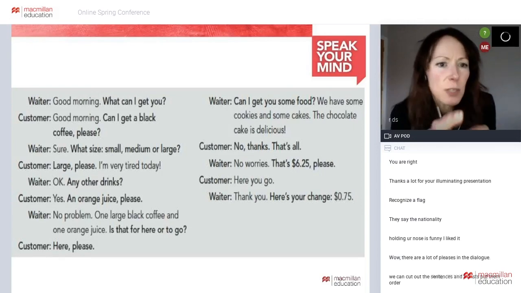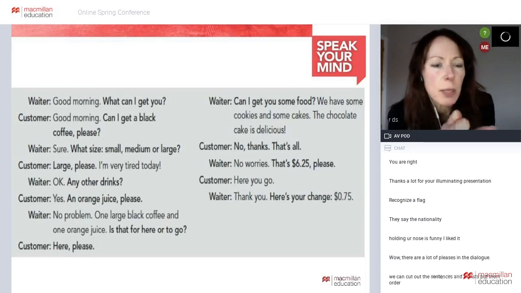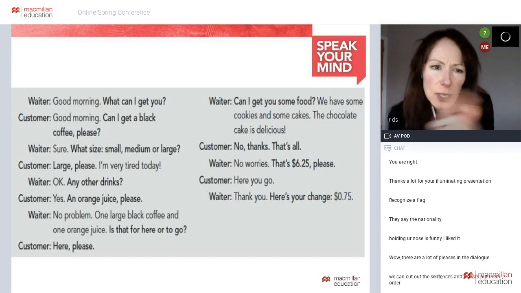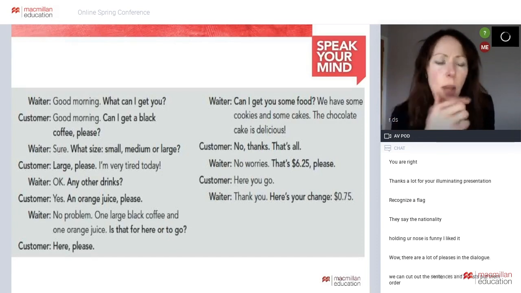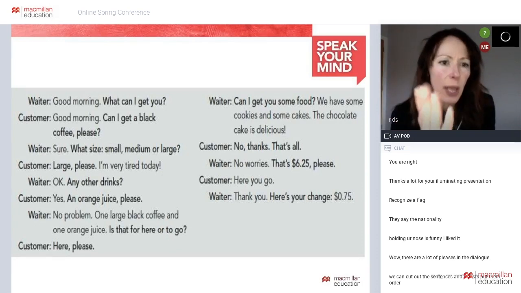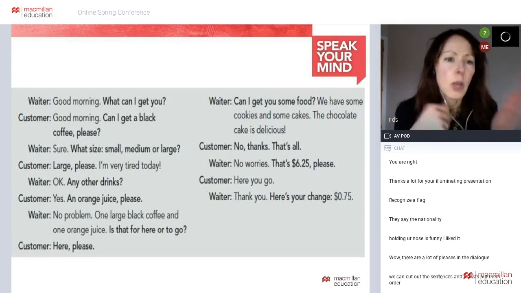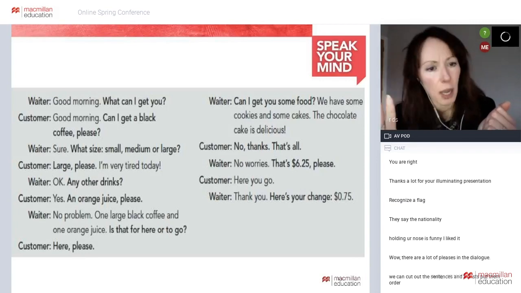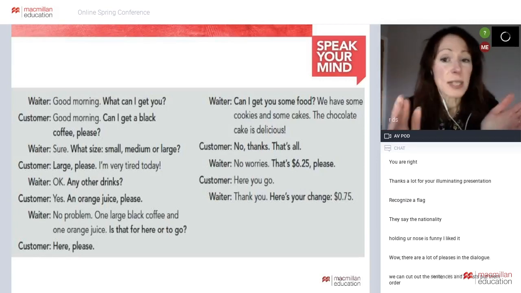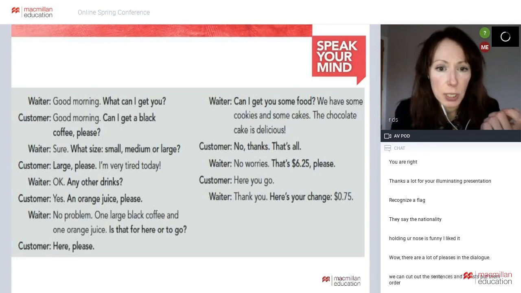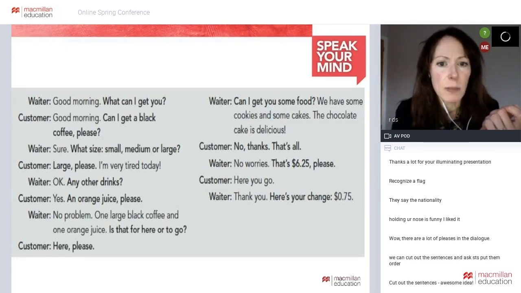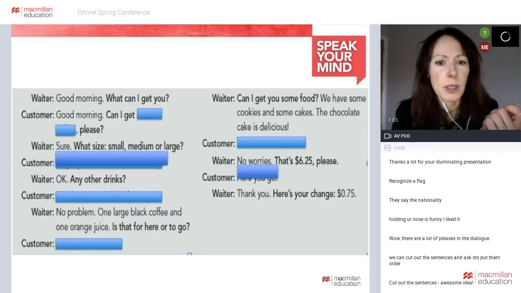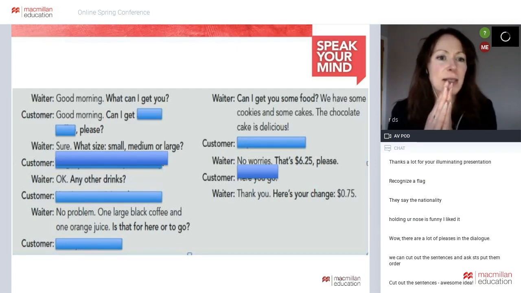If we look, the activities we can pull out here, we can pull out the waiter's language. If you can see the target language in bold there, I hope that's visible for you. So the waiter will say, what can I get you? What size? Small, medium or large? Customer's language, can I get a black coffee please? Large please. We can pull out who says those language. We can rebuild the dialogue. Let me show you. It's a very polite dialogue where there's lots of pleases.